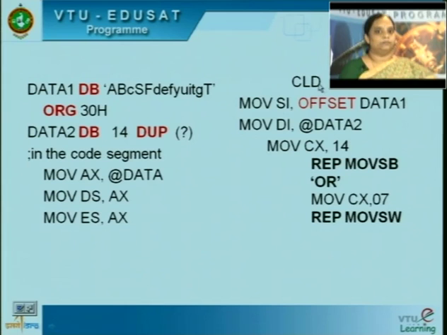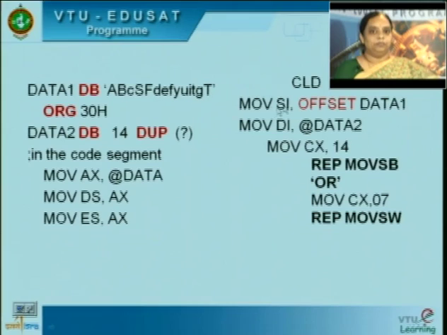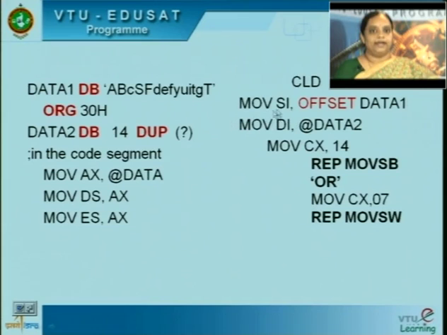Next, we are loading SI and DI, the index registers. SI points to the offset of data1. Instead of using the assembler directive OFFSET, I can also use the symbol @. So MOV DI, I can use OFFSET data2, or I can use @data2. So SI along with DS will point to data1, and DI along with ES will point to data2. So we have two pointers now, one pointer to the data1 string, another pointer to data2. And your direction flag is 0.